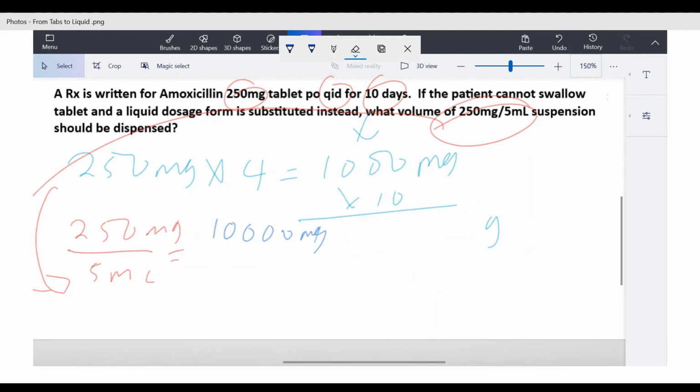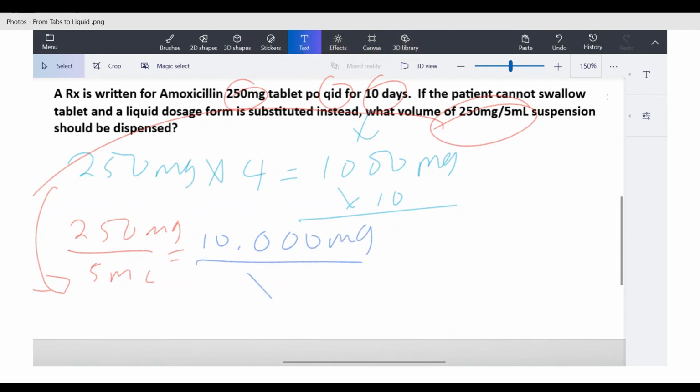I'm going to erase this 10,000 that we got, just to make room and keep this neat. So we're going to take 10,000, and that 10,000 is going to come here. It's 10,000 for 10 days, in the form of milligrams. We have no idea how much it is in milliliters.